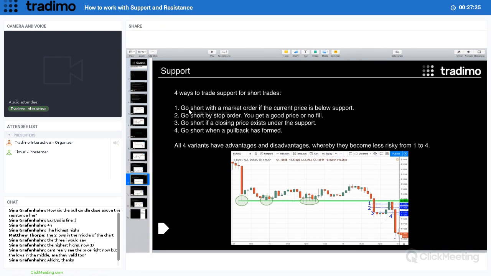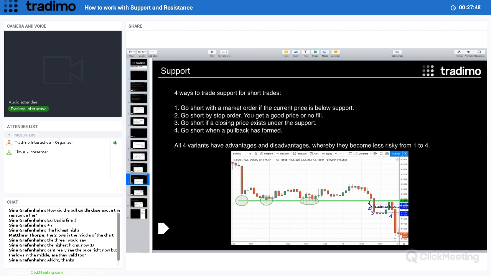The first one is go short with a market order. So for example, we are here in this candle and this candle is still moving, but you think, okay, the support level is history, now the market will go down, then of course you can go short with the market order right now. Yeah, this is the first opportunity here.